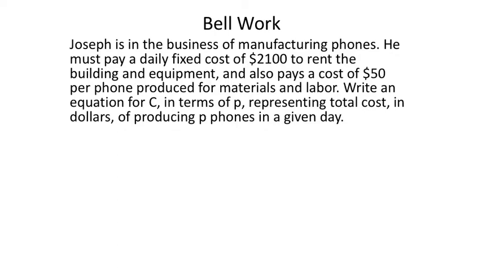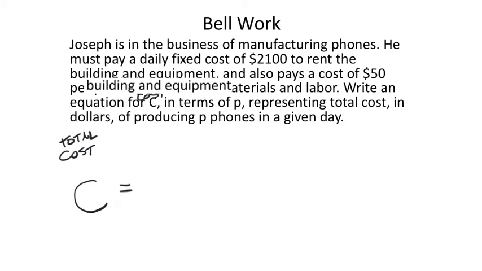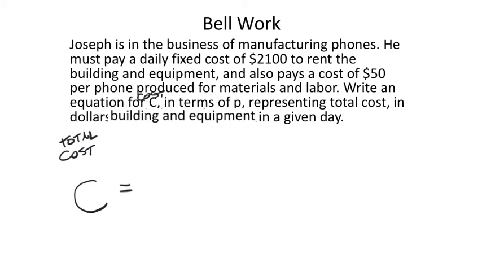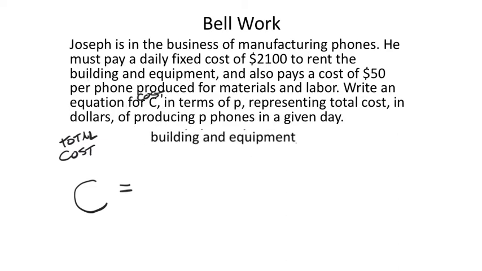So right here, the C we know is cost. So we're going to make an equation for cost. C is total cost. And there were two things that were included in the costs. And the first is the rent of the building and equipment. So this is our first cost.